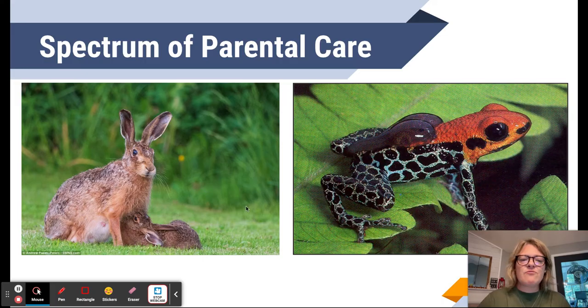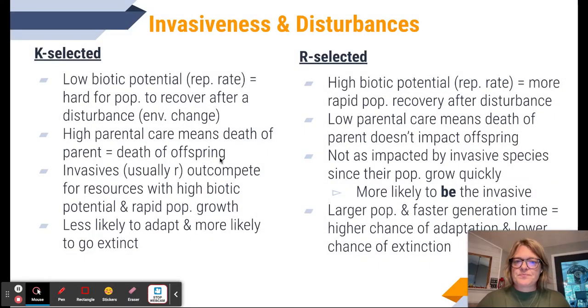Okay, there's a spectrum of parental care. You can see here this rabbit's nursing, so it does give some parental care to its offspring. This frog is carrying around larvae on its back, so again, parental care, some level of care there.